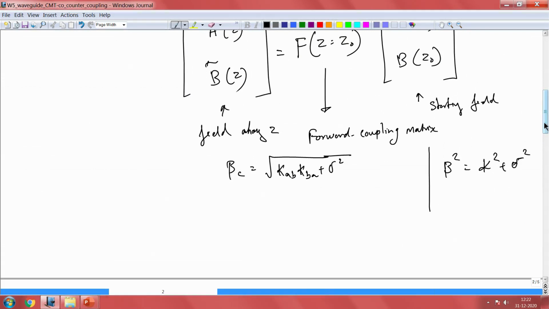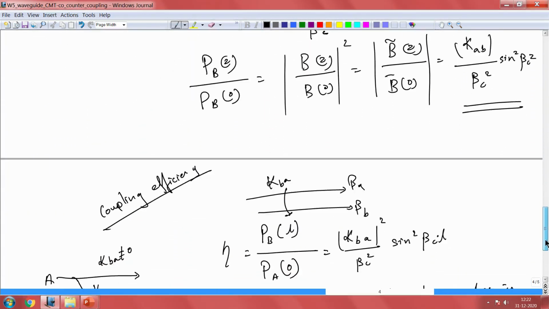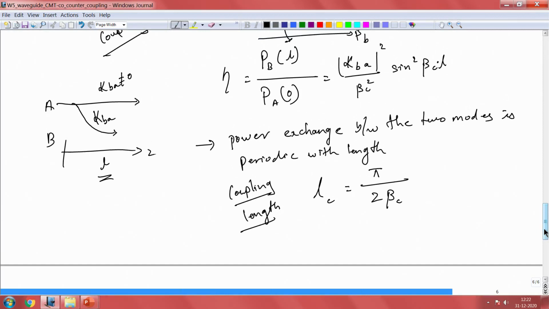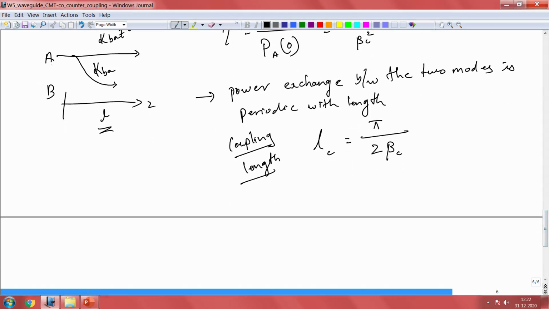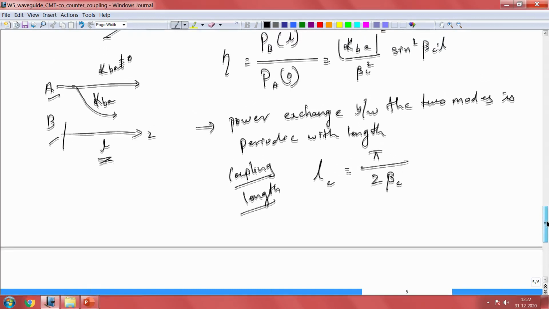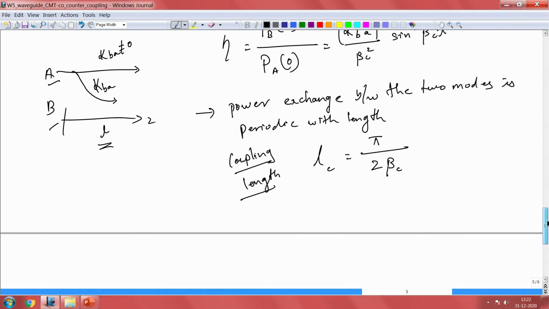So, this is what your BC is. It gives you an idea about how much coupling one would get as you propagate through a length LC. If you want to have a complete power transfer, this is the maximum coupling, that means 100% of the power is transferred from A to B. There is no power left in A, all the power is dumped into mode B.